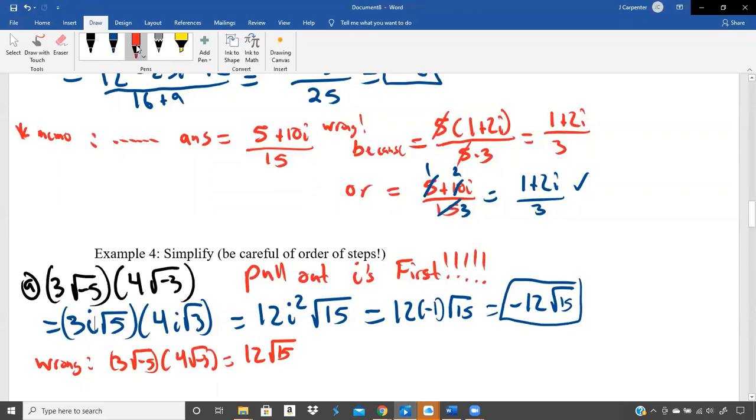So again, this was wrong. Do not do it this way. Do not multiply before pulling your i's out. You have to pull the i's out first. It is a PEMDAS type of step.